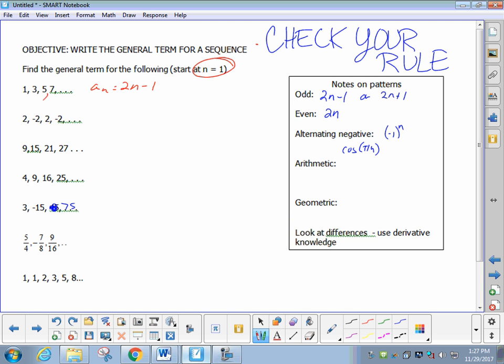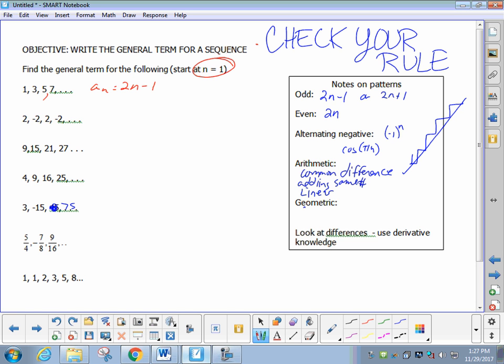Arithmetic. What does that mean? If a sequence is arithmetic, there is a common difference. You could think of it as an adding pattern, always adding the same number. And if I always add the same number, add 2, add 2, add 2, add 2, what kind of math pattern is it? Linear. Arithmetic is linear.